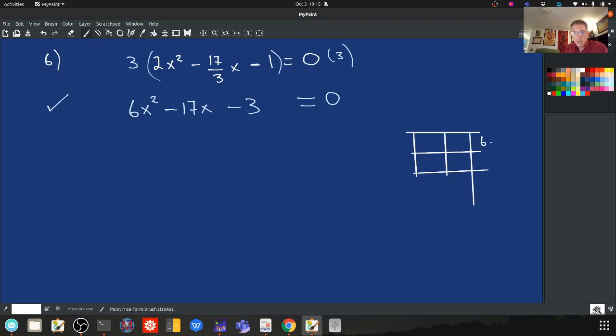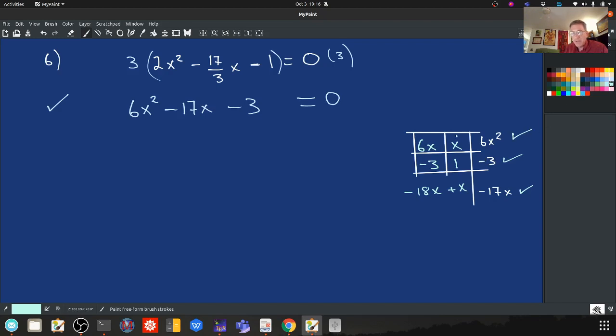So 6x squared minus 3 and minus 17x. So 6x squared, I mean, there's a lot of possibilities here. I'm going to start with the easy one, 6x and x. Minus 3 is prime, so I'm going to do minus 3 and 1. And 6x times minus 3 is minus 18x. 1 times x is x. So minus 18x plus x is minus 17x. That prime right there in the constant term really makes it easier.